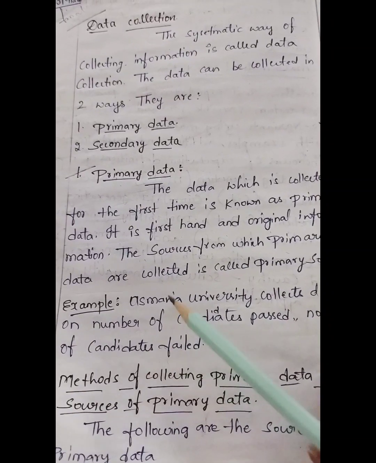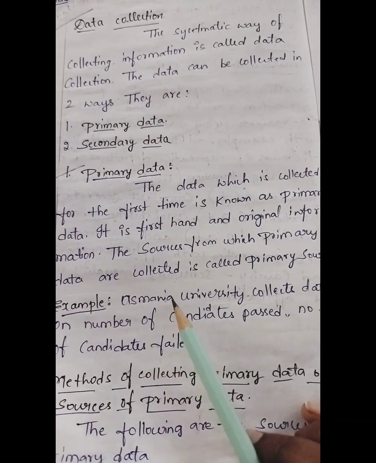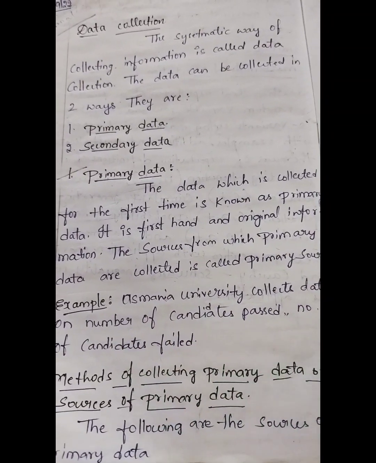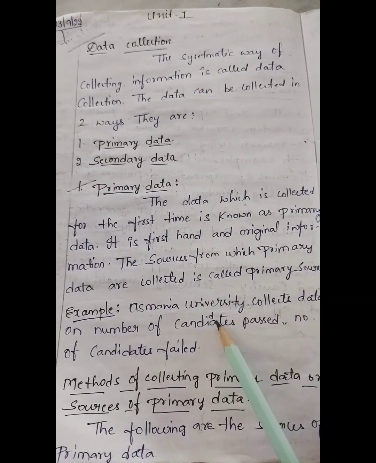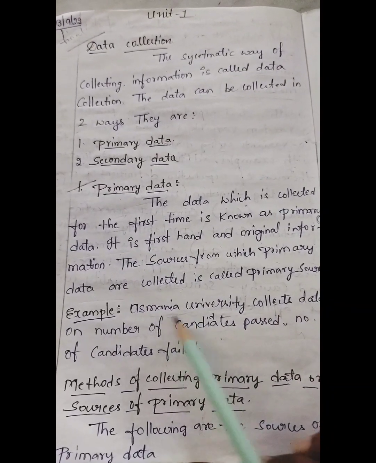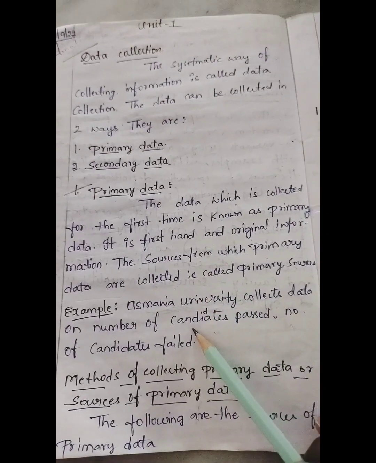Next we have the example here. What examples can we give for primary data? First one, Osmania University collects data on number of students passed and number of students failed. As the university is the one which conducts the exam and publishes the results, right? This example we can consider as primary data.